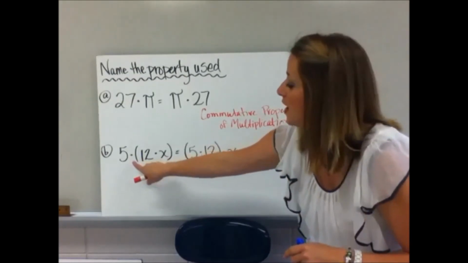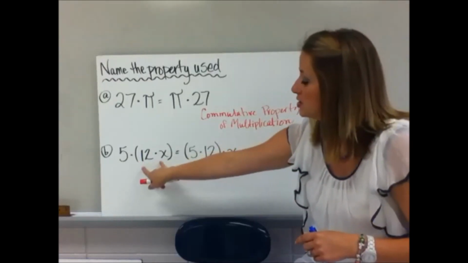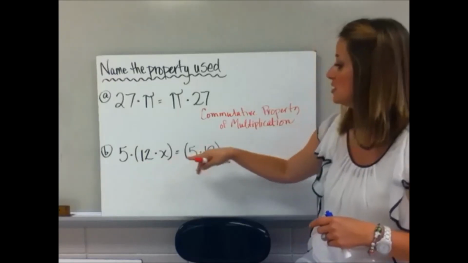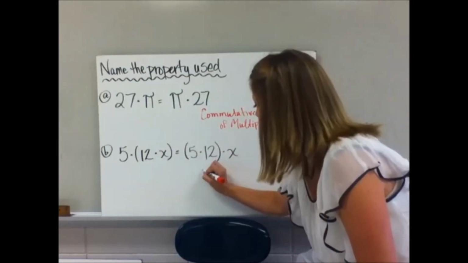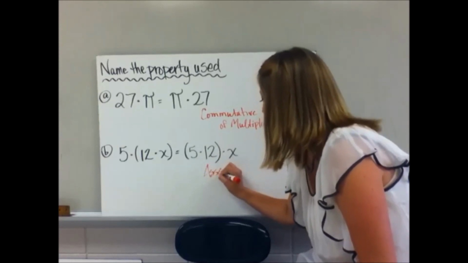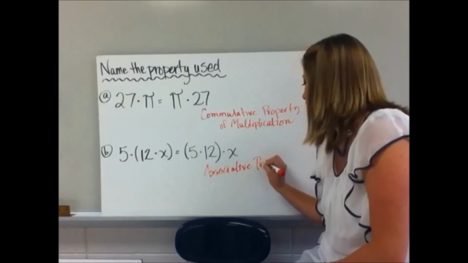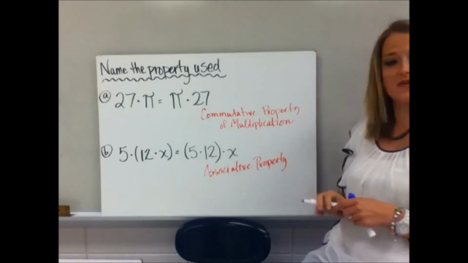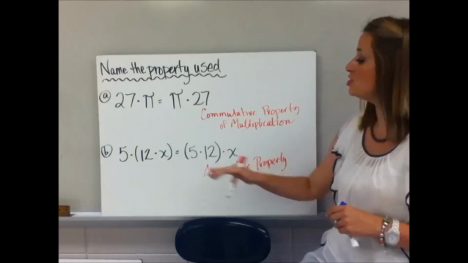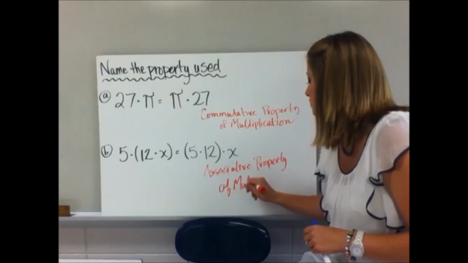What has changed is the grouping has changed. The order is the same, 5, 12, x, 5, 12, x. What has changed is in the first one, 12 and x are in the parentheses, and on the second side, 5 and 12 are together. So this is the associative property. And like with the commutative property, there is a property of addition and a property of multiplication, and this is, again, of multiplication.